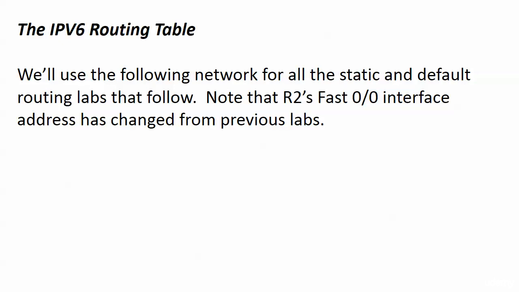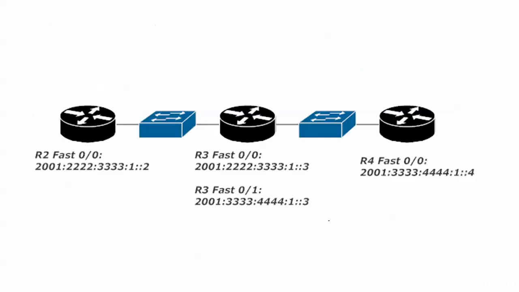The dynamic routing protocols for version 6, we are saving those for the ICND2 section of the course, where we will work with OSPF, EIGRP, and RIP. Believe me, there's plenty of lab work here. So let's go ahead and dive in and take a look at our network for the following labs.